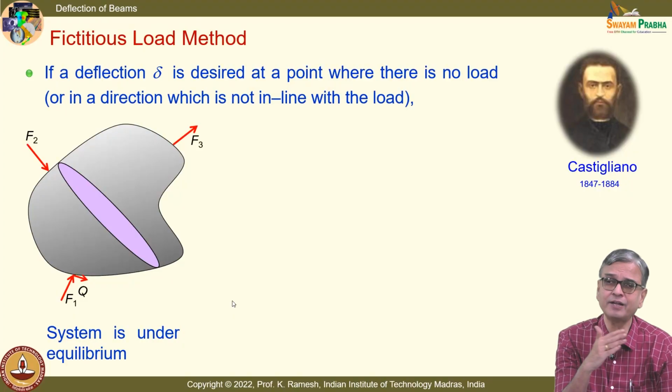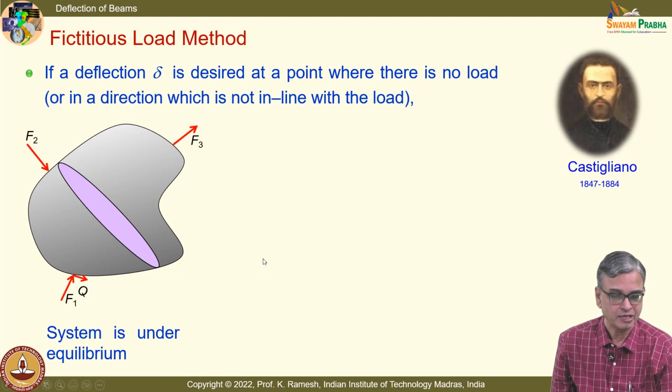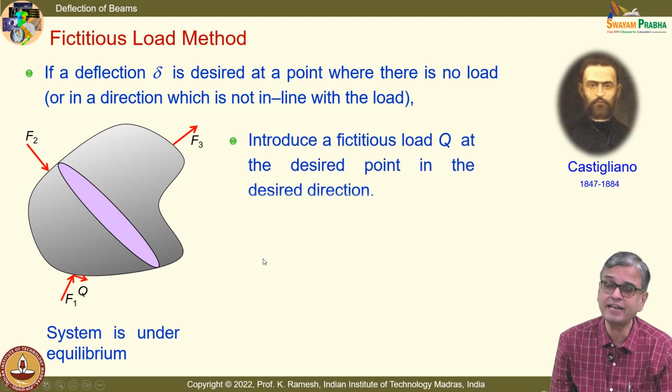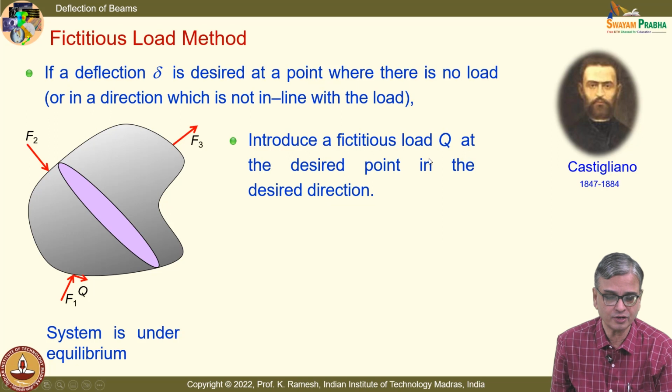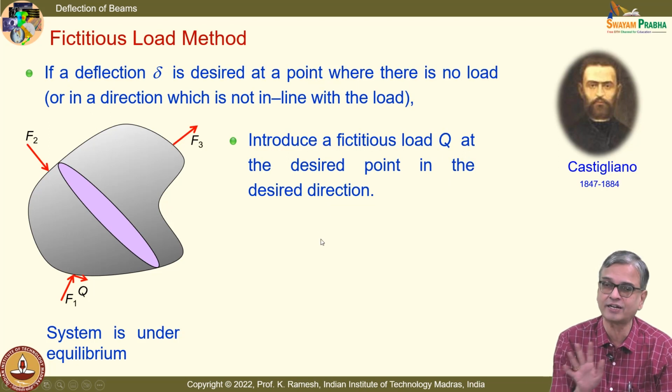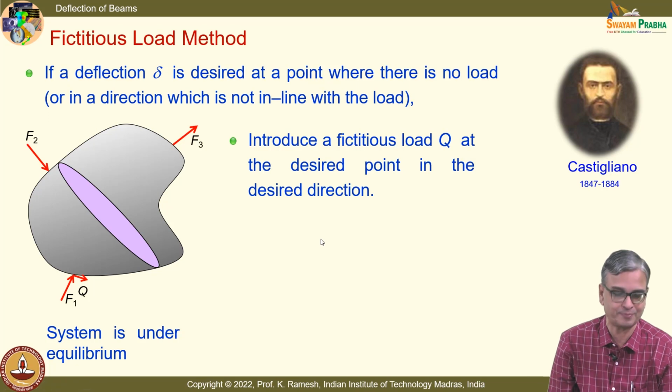Resolve the problem by finding out the reactions, all the aspects of it. Get the energy. And only in the final end, before you calculate the deflection, after differentiating with respect to the load Q, you make Q equal to 0. That's a subtle point. So introduce a fictitious load Q at the desired point in the desired direction. So that accommodates all aspects of the problem.